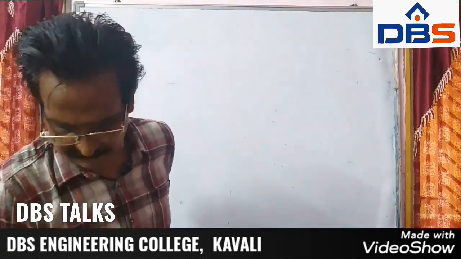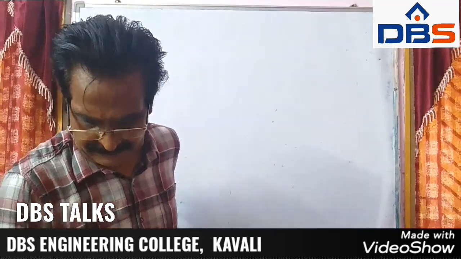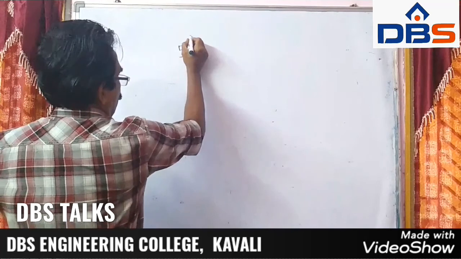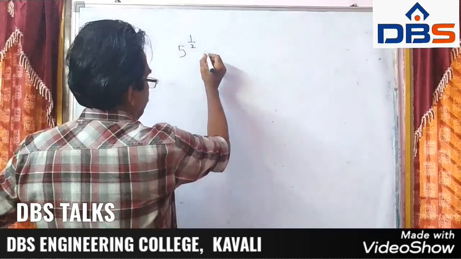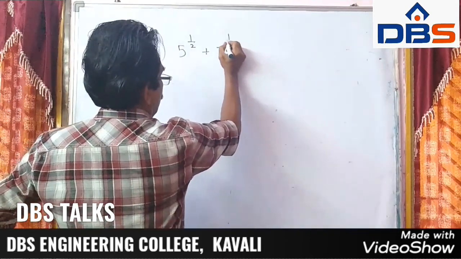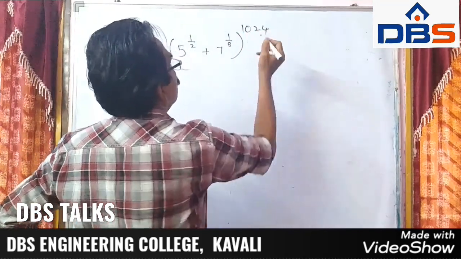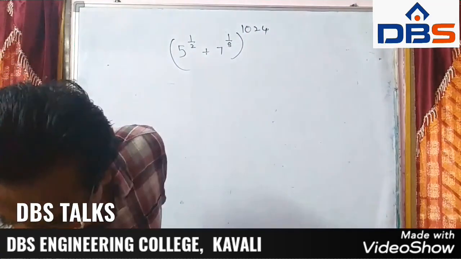Okay friends, here is the next problem. Find the number of integral terms in the expansion of (5^(1/2) + 7^(1/8))^1024. 5 power 1 by 2 plus 7 power 1 by 8, whole power 1024.